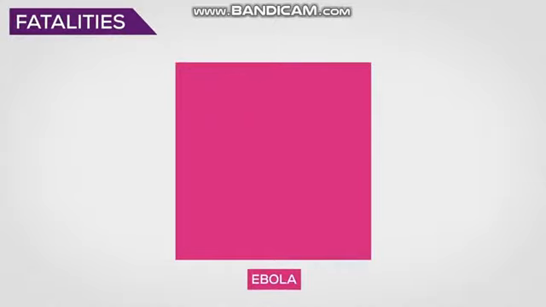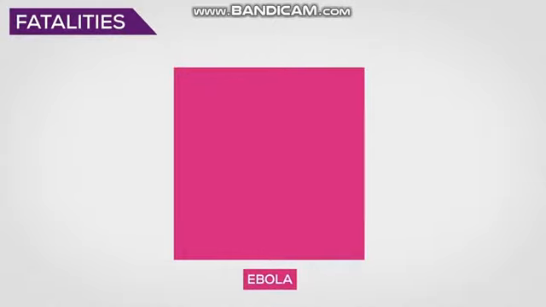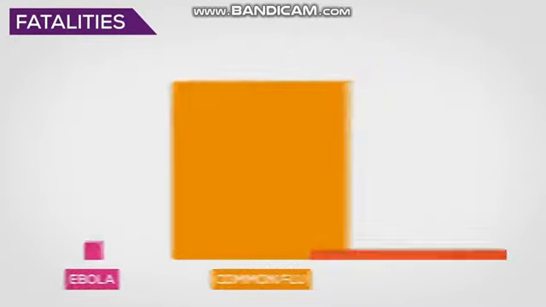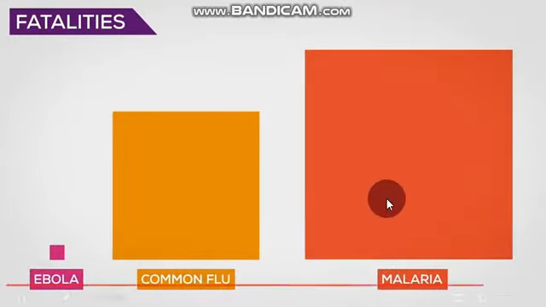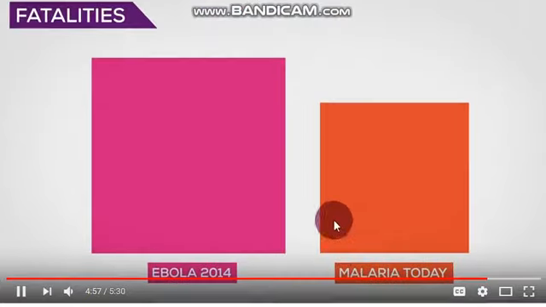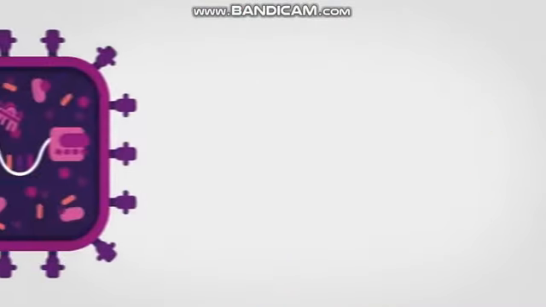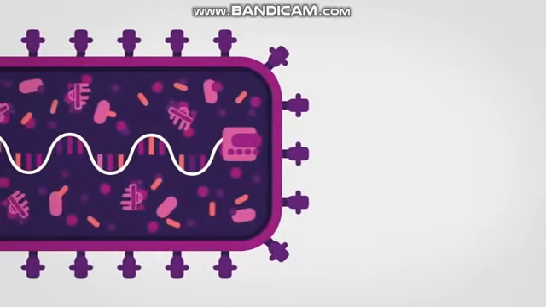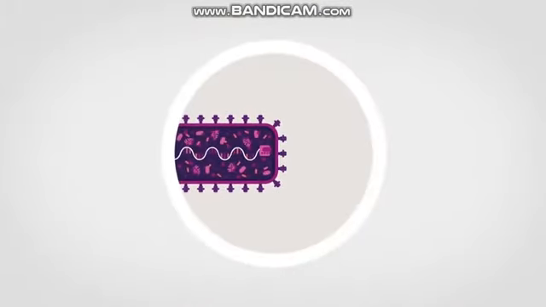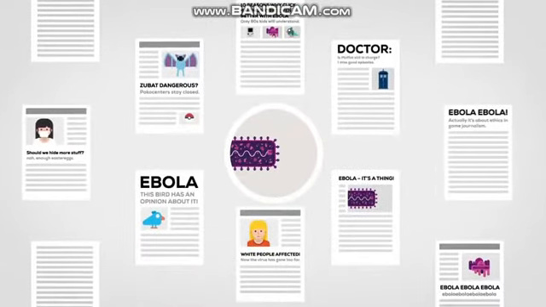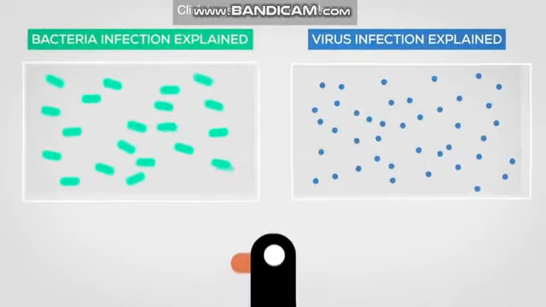Ebola has killed 5,000 people since June 2014. The common flu kills up to 500,000 people each year. Malaria kills up to 1 million each year, 3,000 people every single day, 10 children since this video started. So, even if Ebola is terrible and scary, don't let yourself be scared. The most infectious thing about Ebola is the media hype around it. You could learn a bit more about the immune system, though.